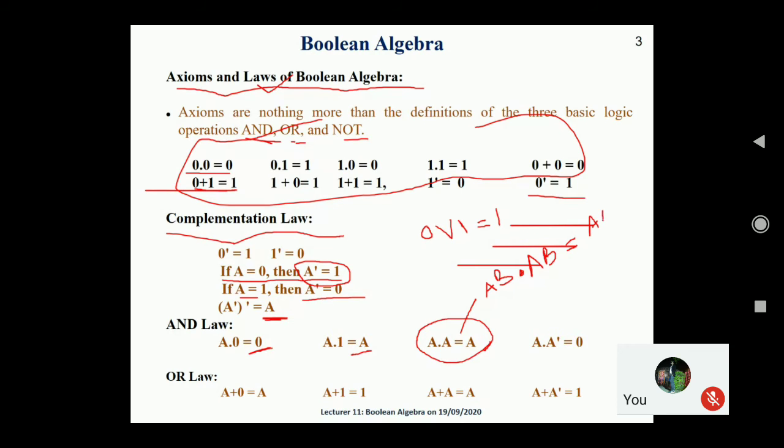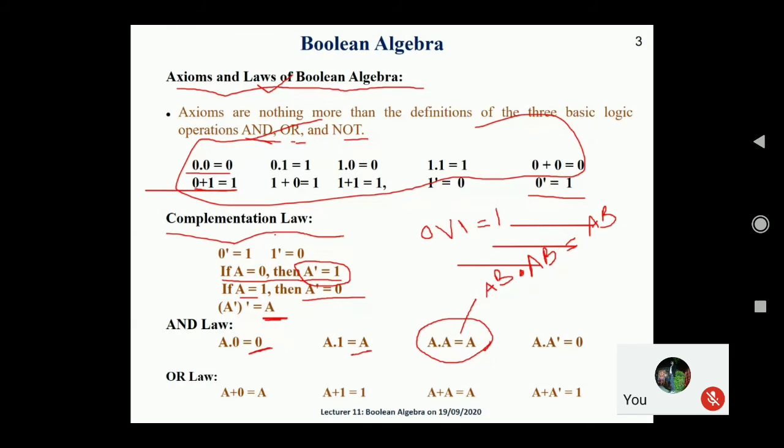Sir, I have a doubt. Please ask me. Sir, in the second line you said 0 and 1 equals 1, but actually it is 0, I think. Which one? Sir, after the axiom, 0 and 1 equals 1.